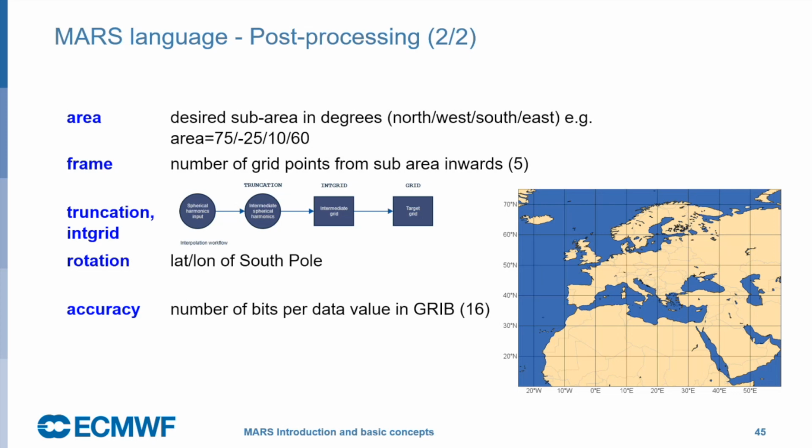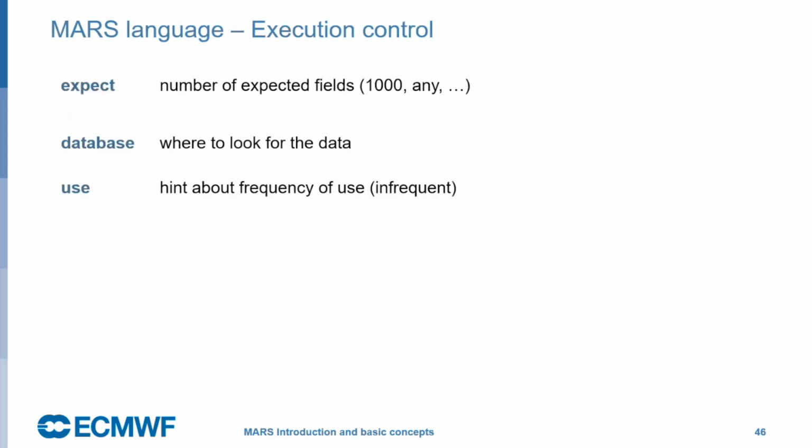And then you can also specify some interpolation options. There are a few options what to do with the native grid before the interpolation starts. And you can also select the accuracy, which is number of bits per data value in the resulting grid file. Default is 16, so most people go with 16, but yeah, you can add more bits per value or less if you wish. So these are some of the more sophisticated Mars keywords.